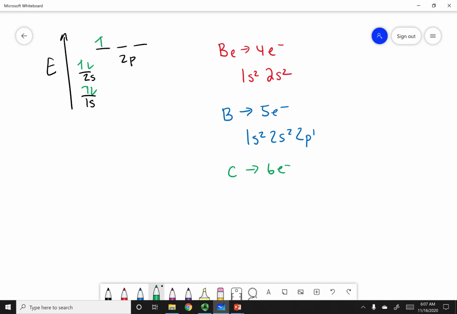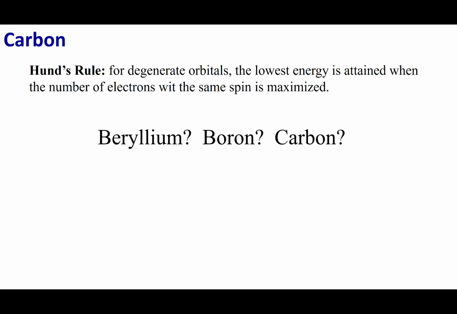Now I have a choice. I can go ahead and pair it up like this, or I can put this next electron into an empty orbital. Now what we see experimentally is that this is the configuration we see. We see that the electrons are going to spread out in degenerate orbitals. And this is what Hund's rule is going to describe.